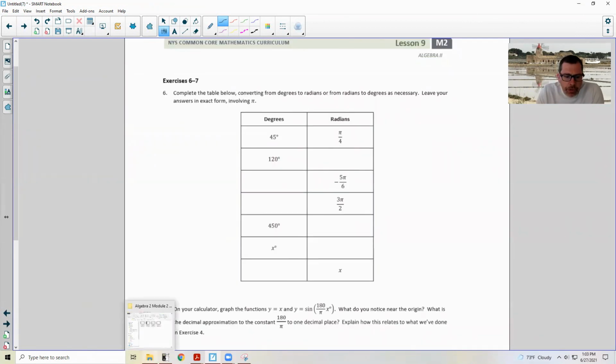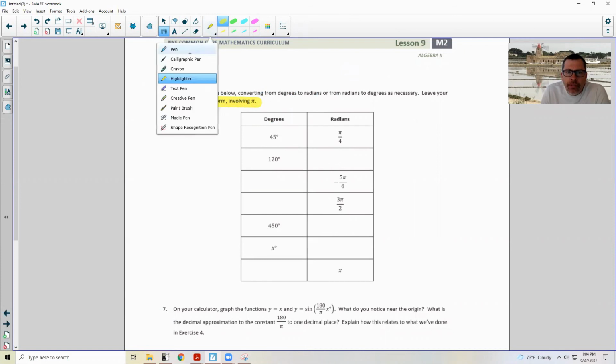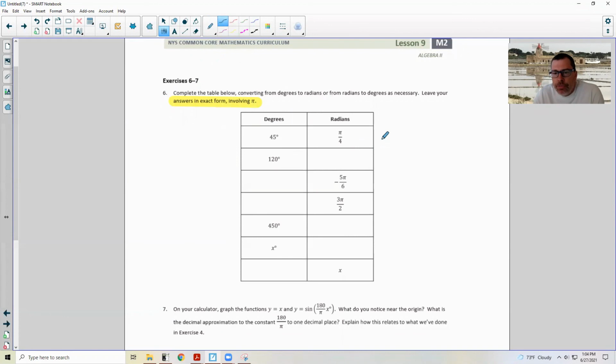Okay, page 5, exercises 6 and 7. Okay, now the lesson is coming together. There's a method to the madness here. And it says to complete the table below, converting from degrees to radians or from radians to degrees as necessary. Leave your answer in exact form. Whenever they say to leave the answer in exact form, it means if there's pi, leave it in terms of pi. Do not put pi in your calculator and come up with a decimal approximation.